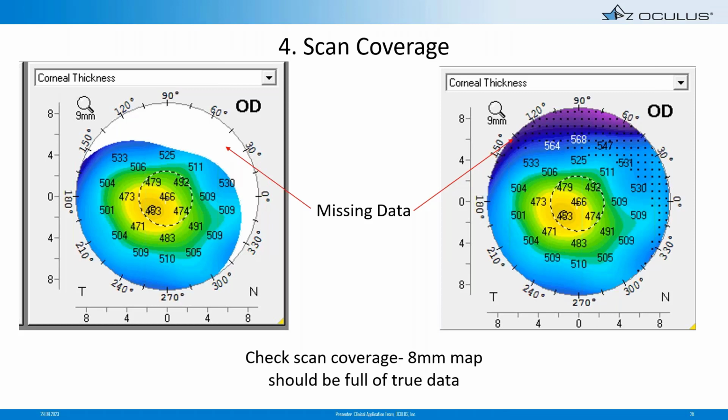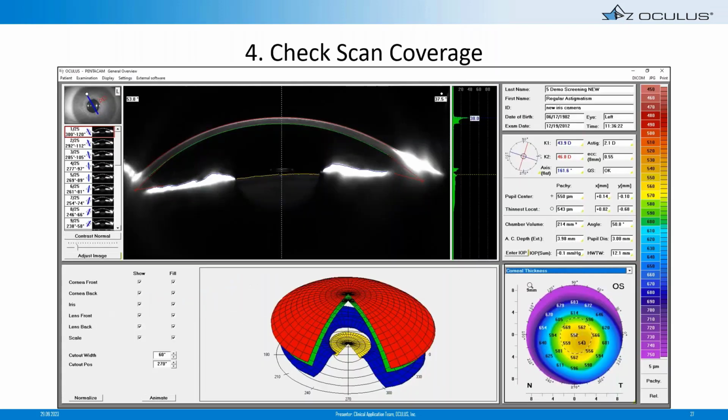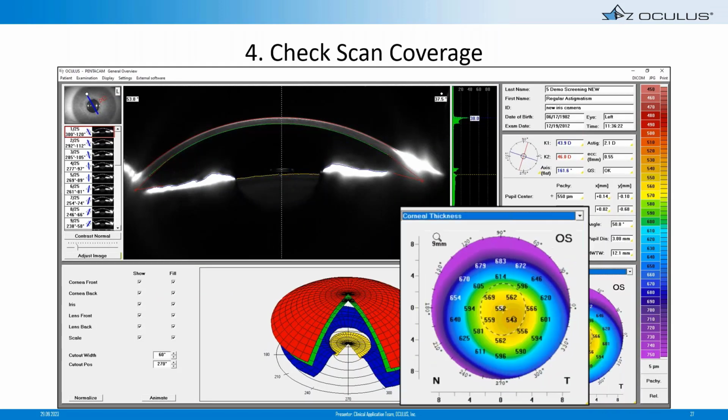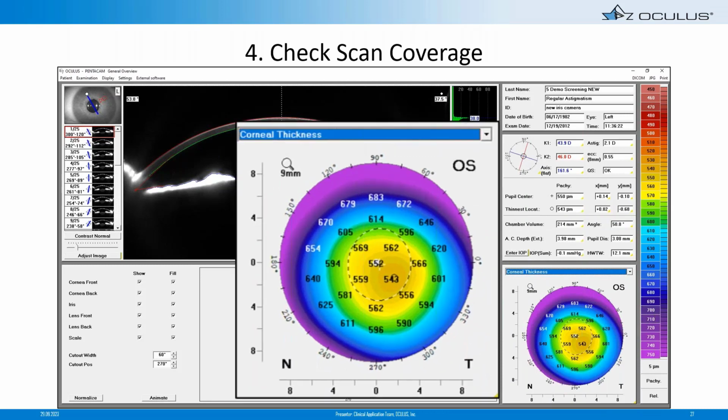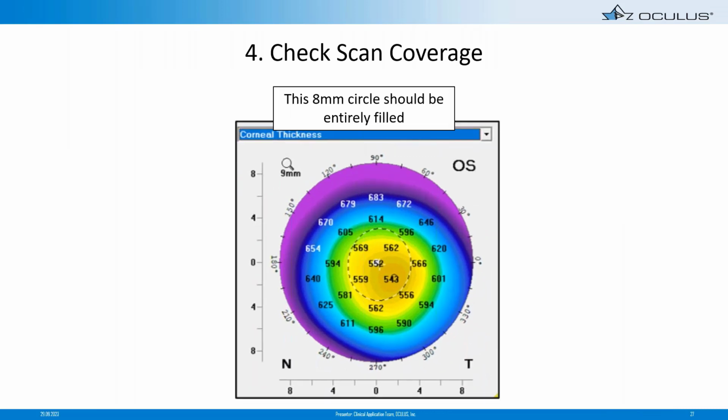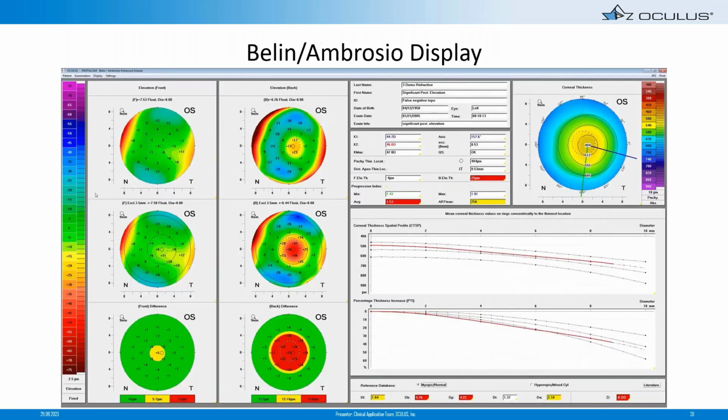Depending on how your software is set up, it can show up as either white sections or black dots. It's the same data. It's just how you've chosen the data to be represented. The big thing is we want as much true data as possible in that core 8mm map. I want my scans to look like this. It needs to be 8 millimeters of coverage, and Dr. Tullo will be going over this on how the data can be affected by having lack of coverage.